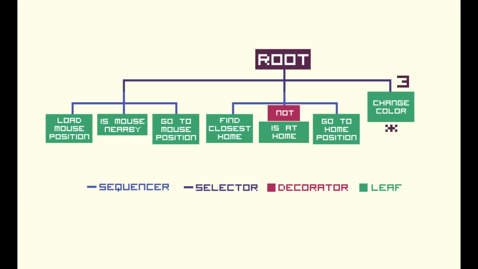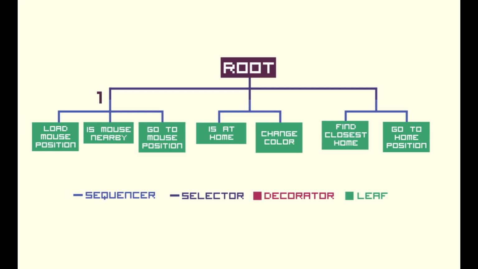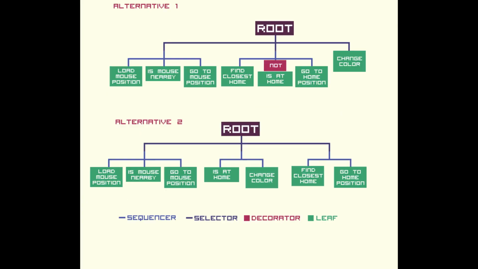We could reorganize this tree in a different way. The first part that follows the mouse would remain the same. The second sequencer would check if the item is at home, and if so, it would change its color. And in case this one fails, it tries to go home. Either way, both trees would do the same thing.